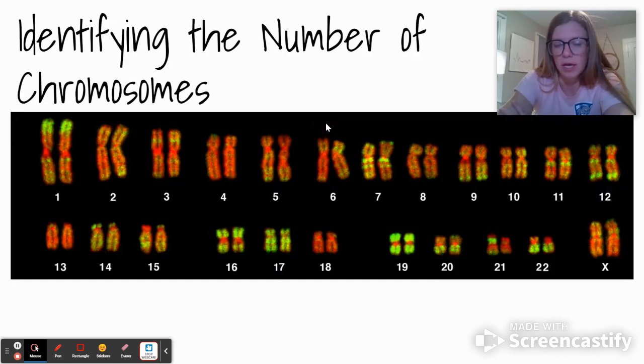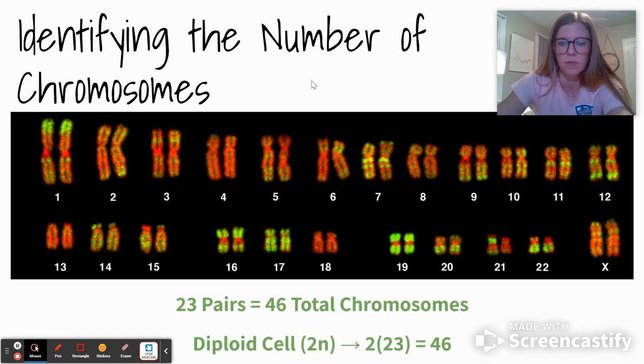Now, if we're just overall looking at an individual karyotype, something we always want to make sure we're recognizing is the amount of chromosomes that are present. Remember that we said there are 23 pairs. So if there are 23 pairs, how many total chromosomes does that mean are present? If there are 23 pairs, meaning 2 at every single site, we would just do the simple math of the diploid cell variable, which is 2n. So 2 times 23 would give us 46.